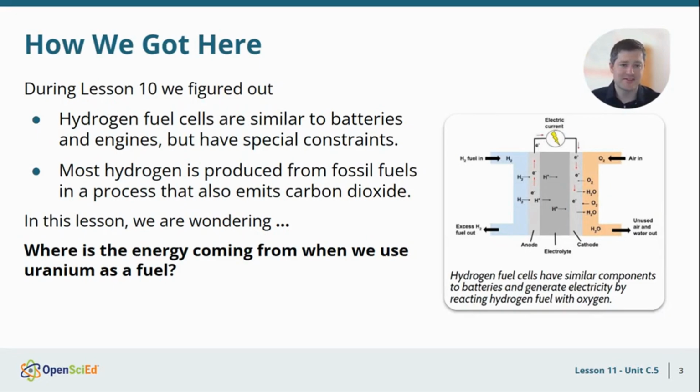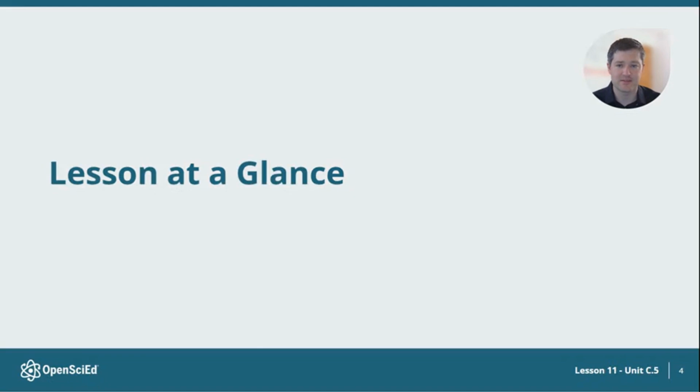The previous lesson, Lesson 10, we figured out that hydrogen fuel cells are similar to batteries and engines, but there are some key differences, both in how they work, as well as some special constraints around them. We also figured out that most hydrogen is actually produced from fossil fuels in a process which emits carbon dioxide, and the actual fuel stock in many cases is methane, which is itself a greenhouse gas. So in this lesson, we're wondering where the energy comes from when we use uranium as a fuel, because uranium hopefully doesn't have some of those same problems with greenhouse gases.